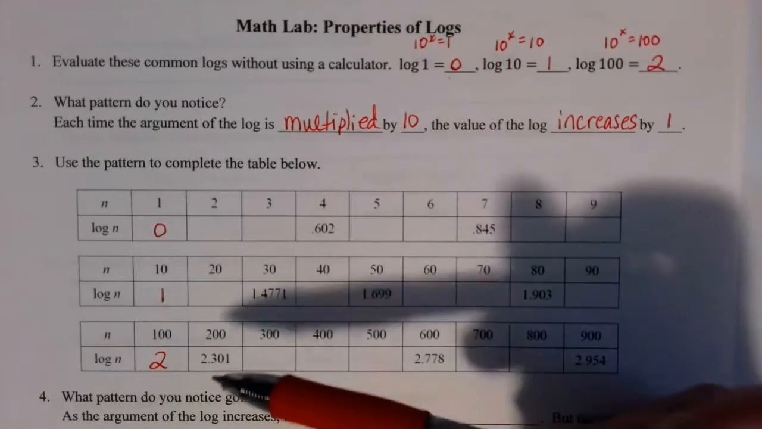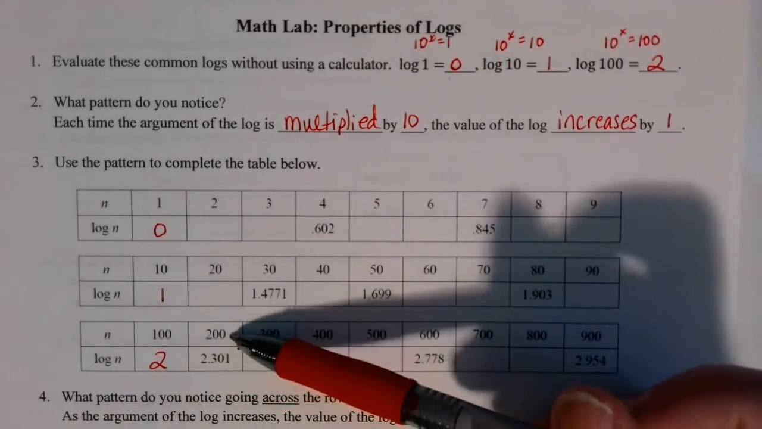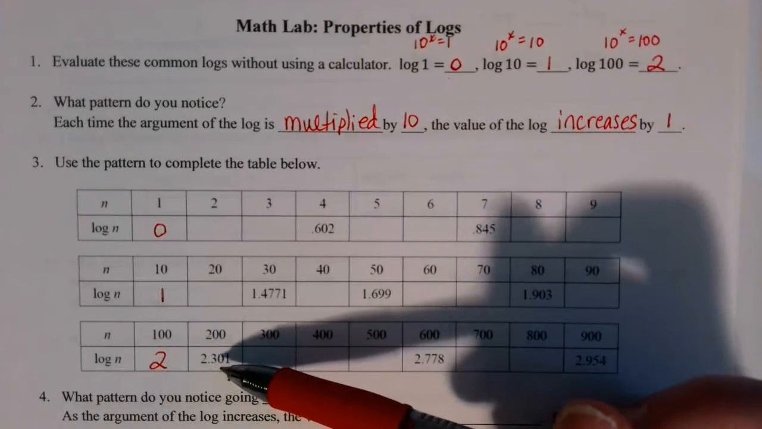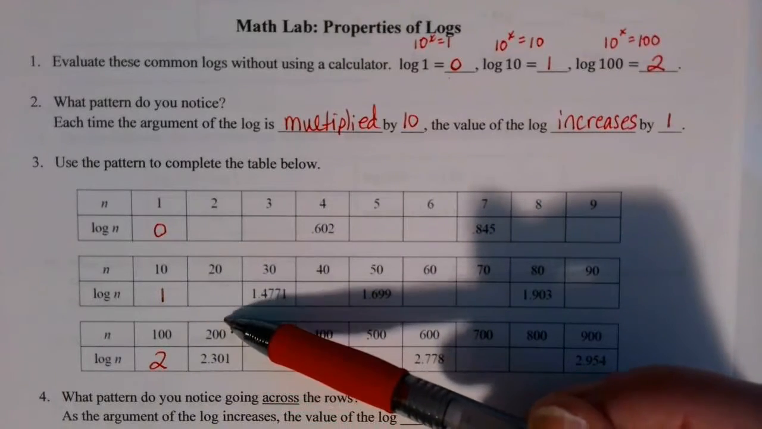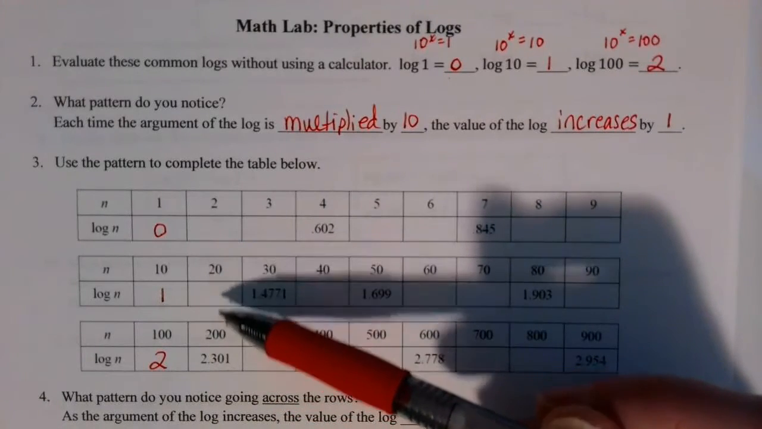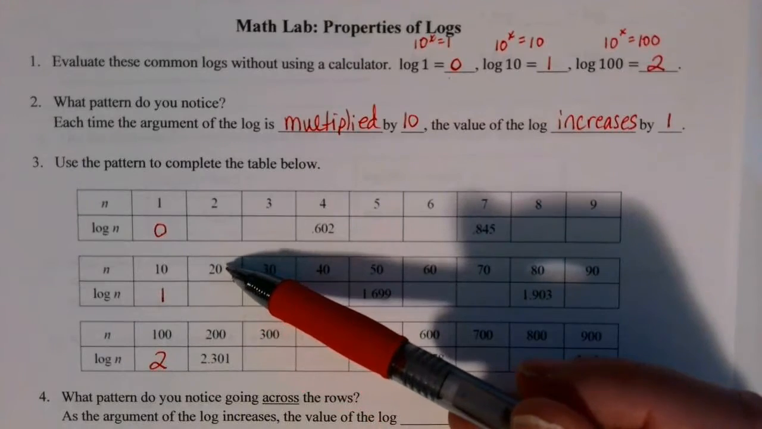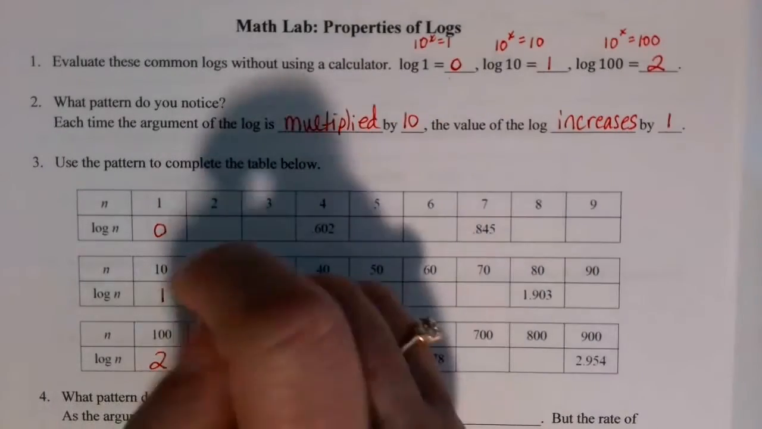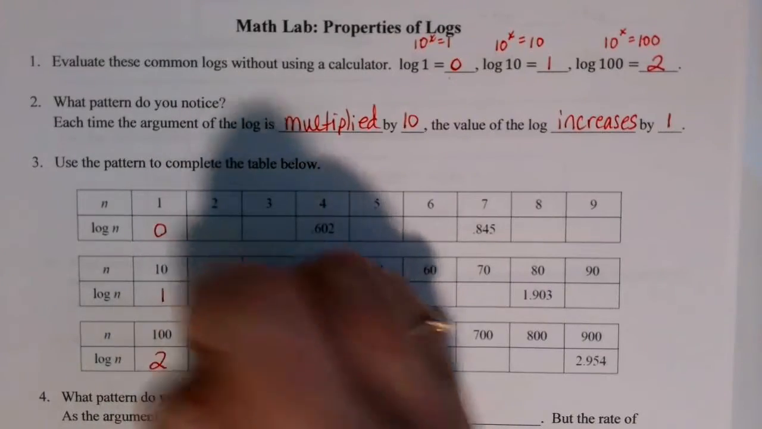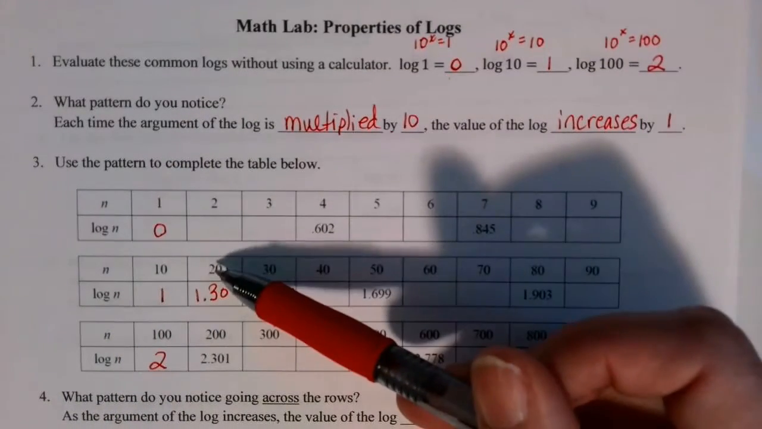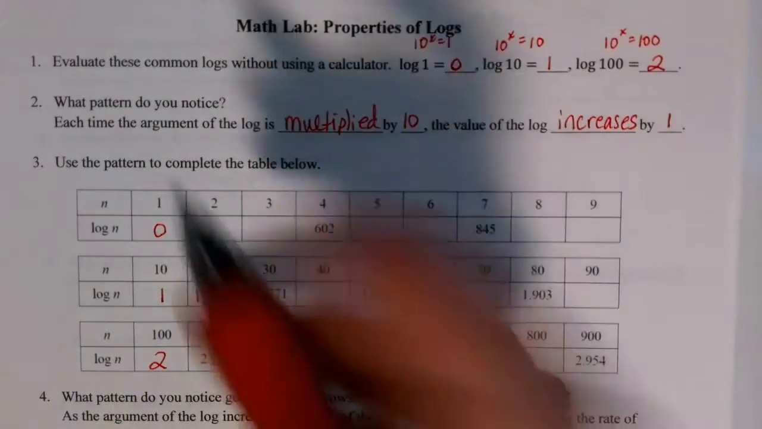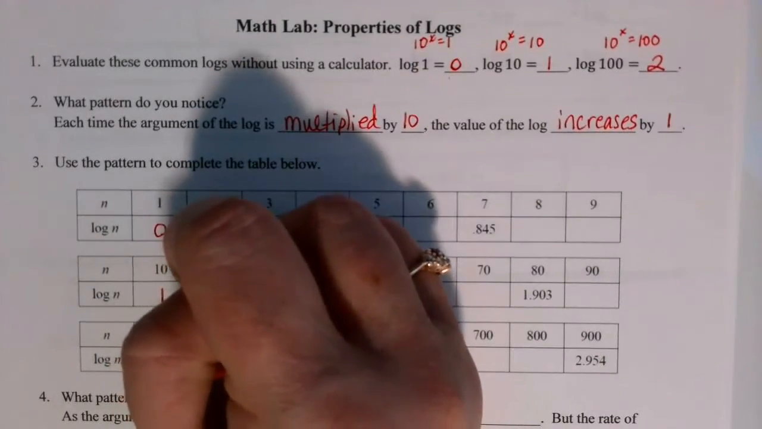Okay, now if I have the log of 200 and I know that that's equal to approximately 2.301, okay, if I divide by 10 the argument of the log, so 200 divided by 10 is 20, I'm going to subtract 1 from the value of the log to get 1.301. Right, if I divide that 20 by 10, that gets me to 2. Then I subtract 1 from the value of the log, and I have 0.301.